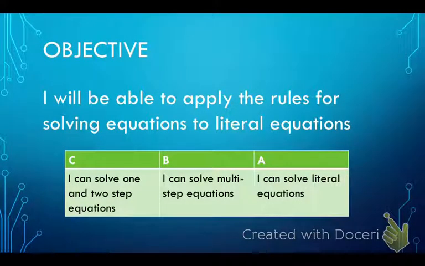Alright guys, so today we're going to be talking about literal equations and how to solve literal equations. So our objective today that you should write at the top of your notes says, I will be able to apply the rules for solving equations to literal equations. So we've already gone through that C level of solving 1 and 2 steps. We've already done the B level, which is solving multi-step equations. So now we're putting what we know into solving literal equations.